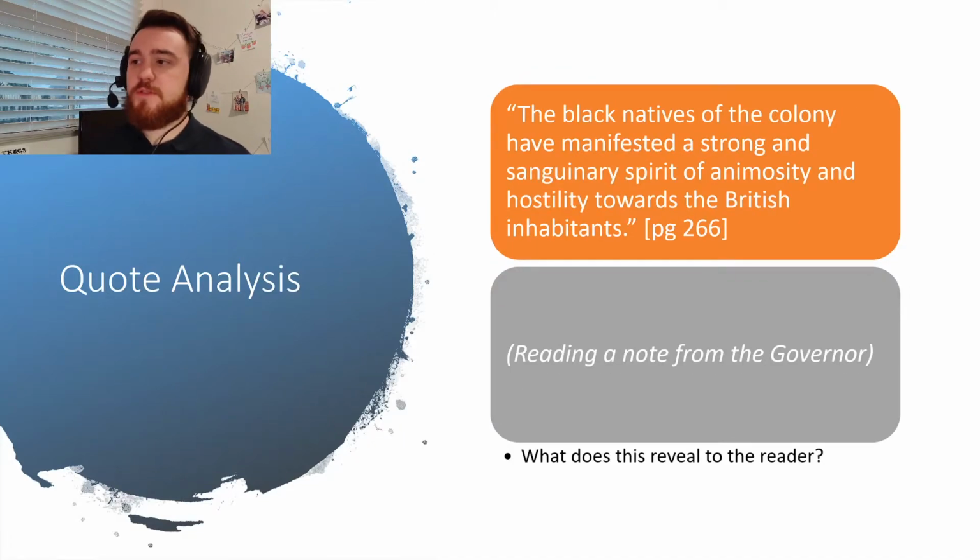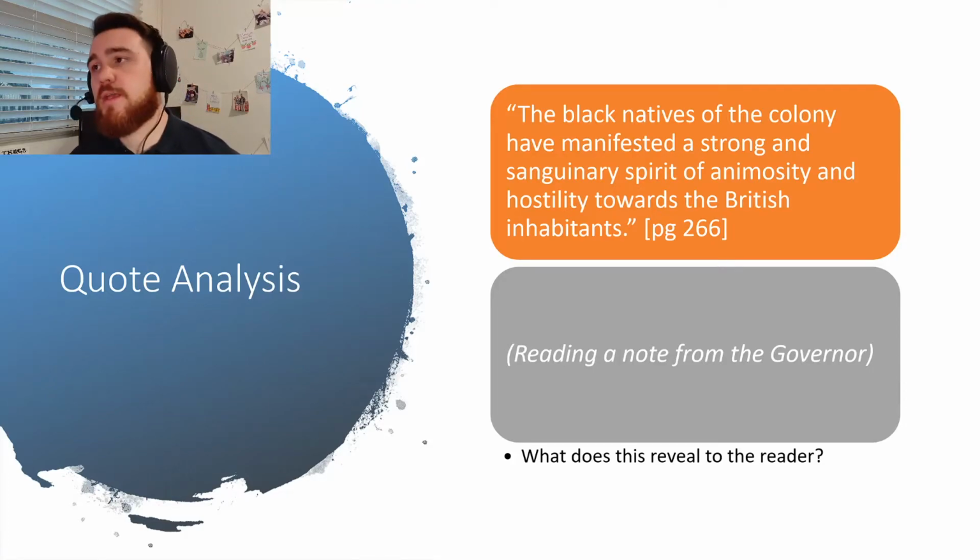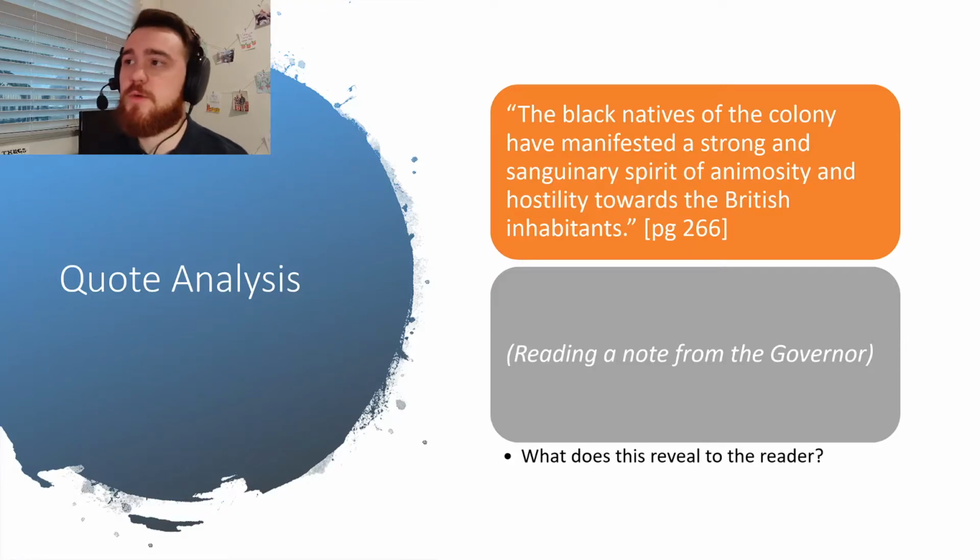This is moving on to our next quote. "The black natives of the colony have manifested a strong and sanguinary spirit of animosity and hostility towards the British inhabitants." So this is a quote that comes from a note from the governor, and all of the residents of the Hawkesbury River are reading this. And what this communicates to us is a number of things that are a little bit deeper into the theme of colonialism. So let's read this carefully again.